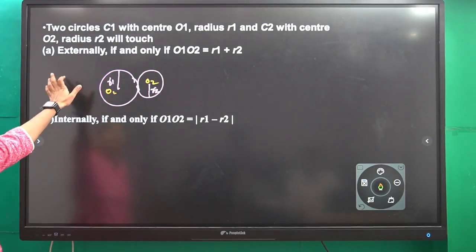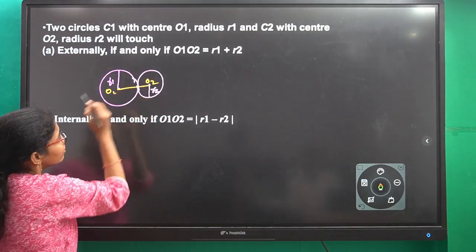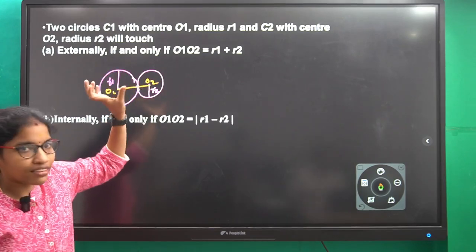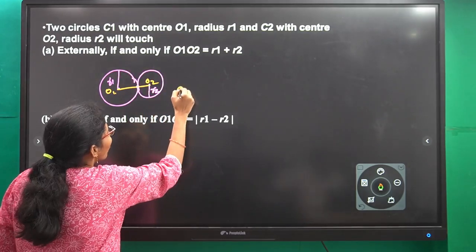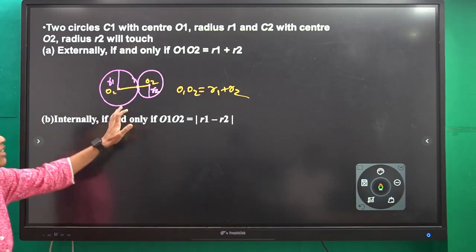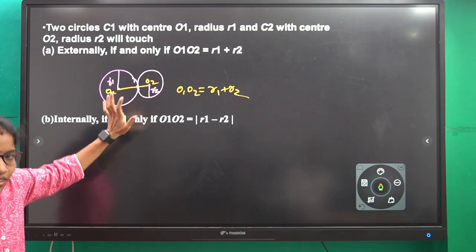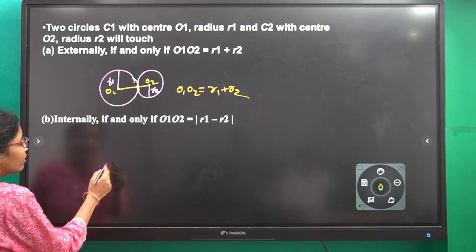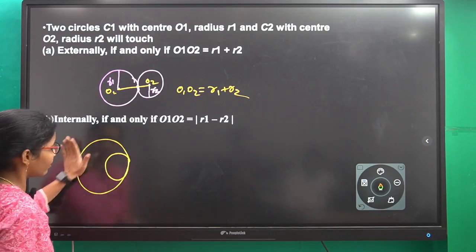Okay. Externally, if and only if O1O2 equals R1 plus R2. What does it mean? When the two circles touch externally, the distance between the centers equals the sum of the radii of those two circles. That means O1O2 equals R1 plus R2. Whenever the sum of the radii equals the distance between the centers, the two circles touch externally. Okay, suppose two circles are there like this, one like this and another like this.